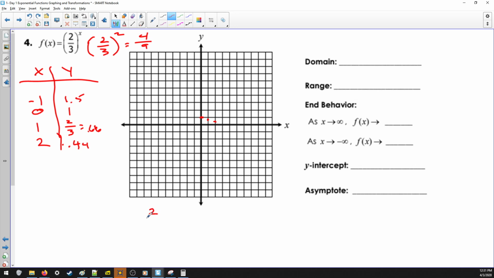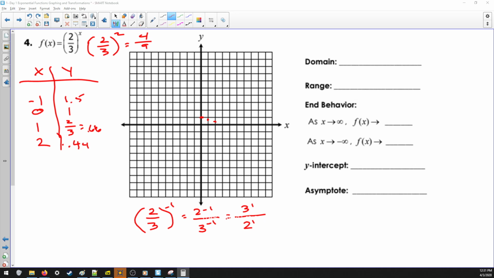If you want to understand why it's 1.5, I'll do one of these. If I take my 2/3 and raise it to the -1, that's the same as 2 to the -1 and 3 to the -1. And negative exponents, we just move them in the fraction. So the 2 to the -1 is going to move down, and the 3 to the -1 is going to move up, right? So that's 3 over 2. 3 over 2 is 1.5.